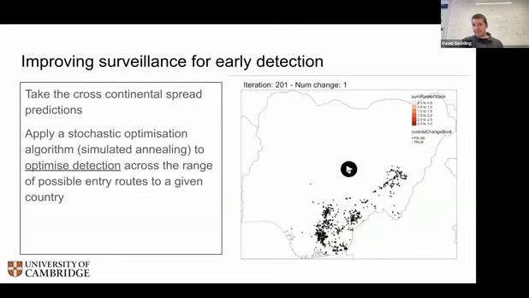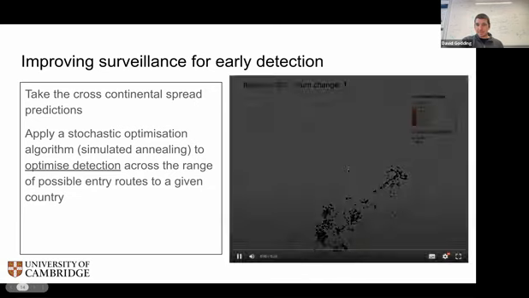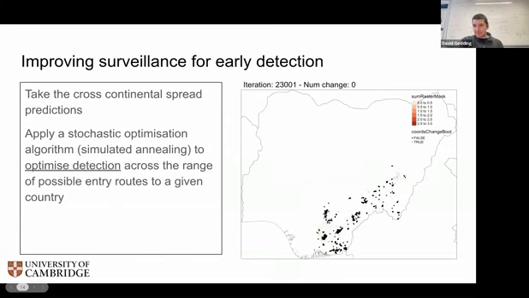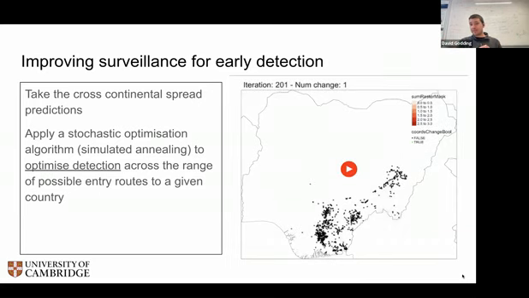And so this is just an example, and this is very much work in progress, but this is an example of a stochastic optimization algorithm to try and answer that exact question: across all of those realizations, where should you be going to survey to give you the best chance of detecting arrival within the first year of it arriving? Because at the moment, the surveillance that's going on in West Africa is going kind of uniformly across the country. And so there's a good chance that is not the best way to spot the disease arriving in your country early.